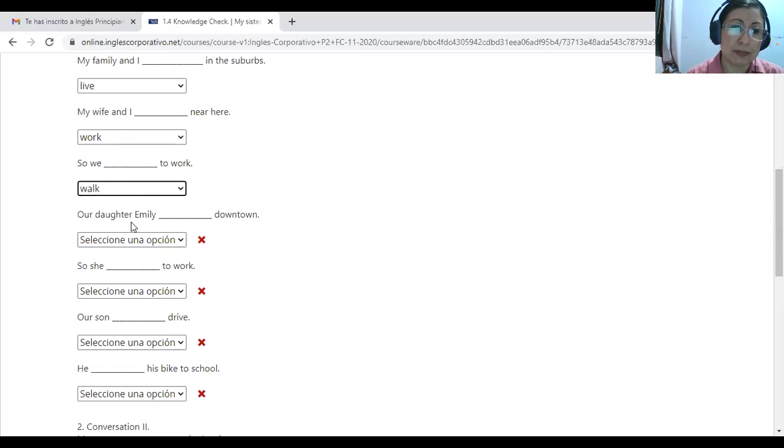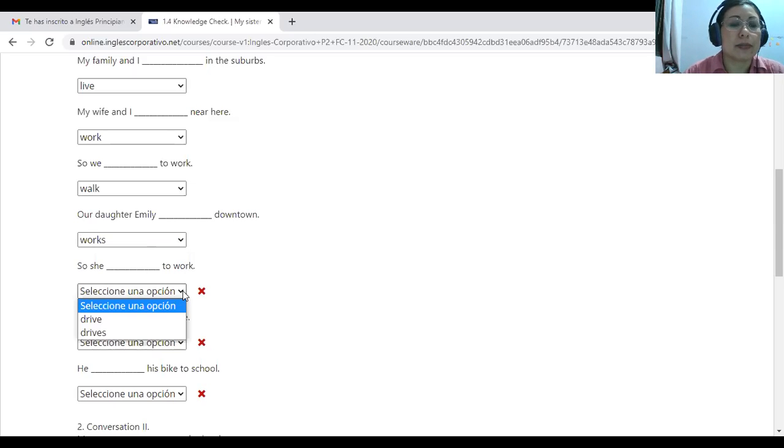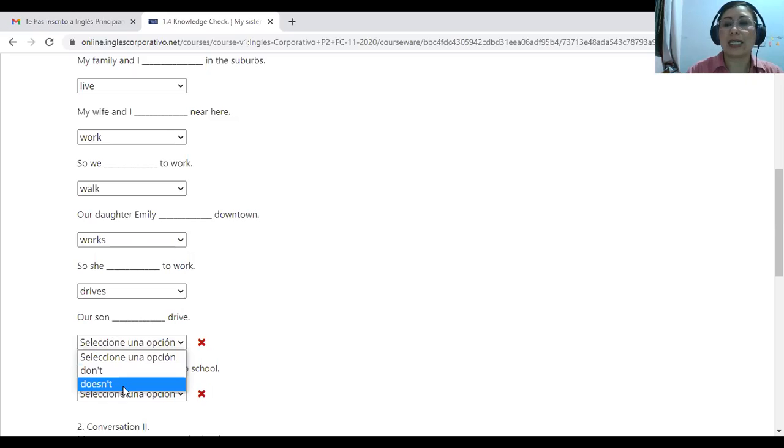No le agregamos esa S. Our daughter Emily works downtown. Works, ¿verdad? Ahí sí, estamos hablando de she. Emily is she. It's a lady and it's singular third person. So she drives or drive? Drives, with the letter S. Ahí sí le agregamos la letra S porque estamos hablando de she. Okay. Our son, don't or doesn't?